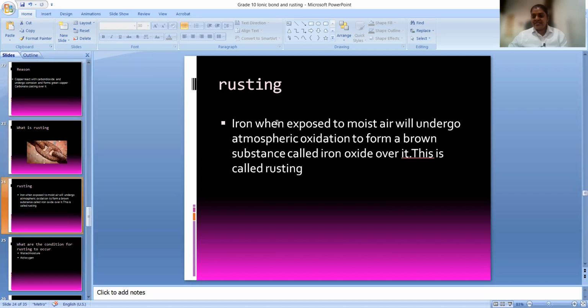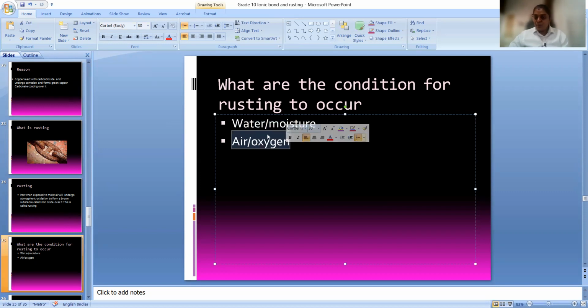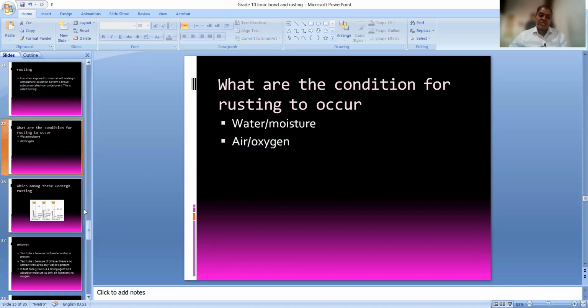So now let us see what rusting is. Rusting is a special case of corrosion. When the corrosion is happening in the case of iron, then it is called rusting. We need some conditions for rusting to take place. What are the conditions? There must be water and there must be air. Water we will get from moisture, and oxygen we will get from air. If these two conditions are there, then only rusting will take place.